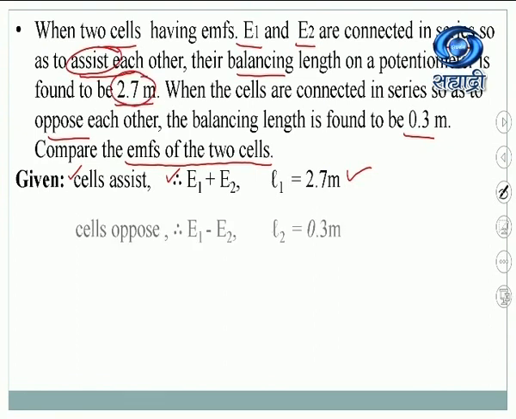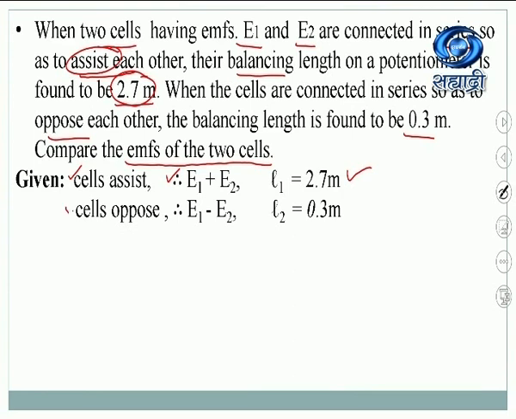So this is the first thing. Second, when cells oppose each other, EMF will be E1 minus E2. Length given, it is 0.3 meter. This is also given. When they oppose each other, length given, it is 0.3 meter. And what is asked? Find E1 by E2. That is what we have to find out.